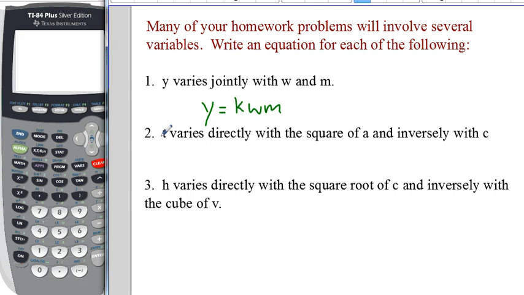Let's try our next one. T varies directly. We need a k, always need a k, and it's directly with the square of a, so a squared is here, and inversely with c, which means c goes in the denominator because of the word inversely. Let's try number 3. H varies directly with the square root of c and inversely with the cube of v. So we have h equals, we always need k, directly with the square root of c, inversely with the cube of v. So v cubed goes in the denominator.